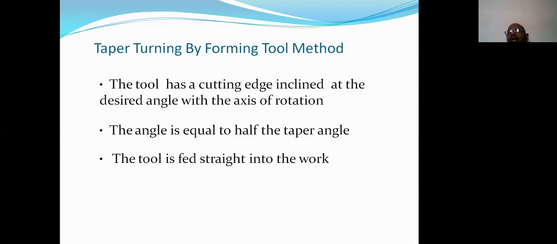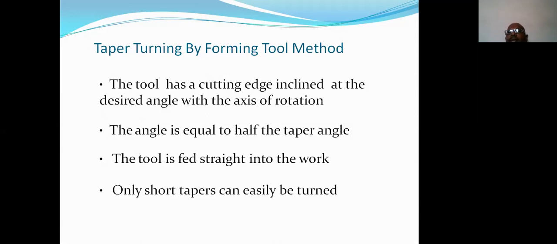So generally, as per our discussion, the cutting tool or tool post moves in a direction inclined to the job axis. But in this particular condition, the cutting tool moves parallel to both the job and the axis of the machine. That is the reason why the tool is fed straight into the work, because it is the forming method. Only short tapers can easily be turned.